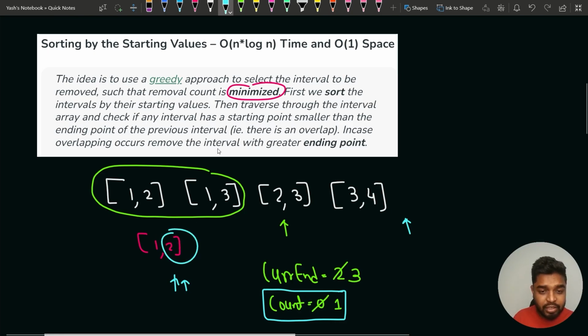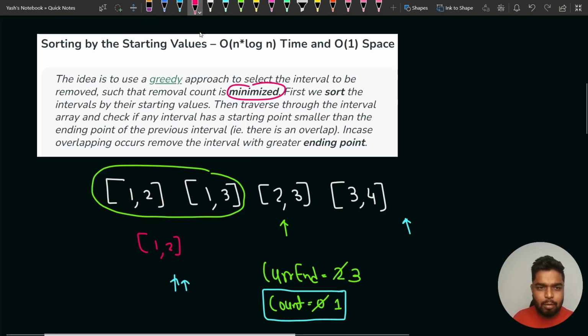If we would have considered 3 also, then this interval 2 comma 3 would have also overlapped. So that is the advantage that we got by taking the lesser endpoint and ignoring the interval with the greater endpoint while merging, or while considering the two overlapping intervals. I hope you have understood this.